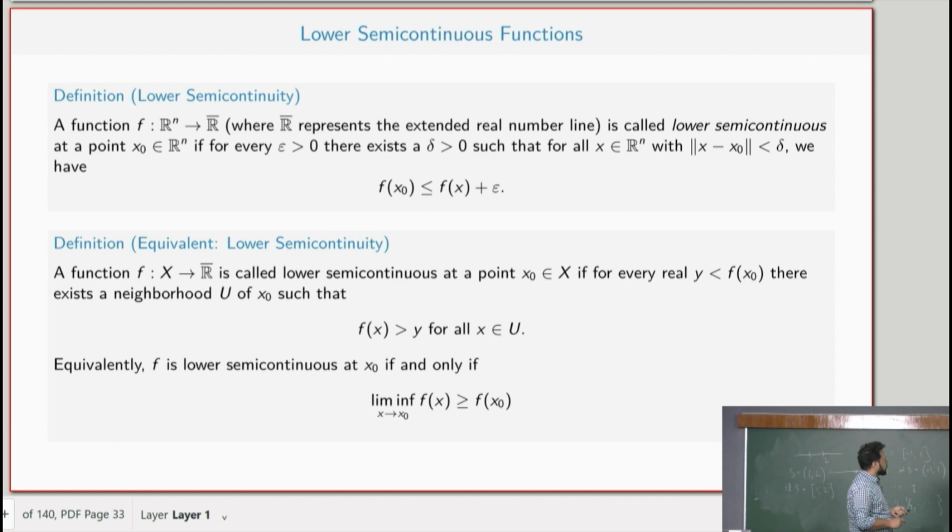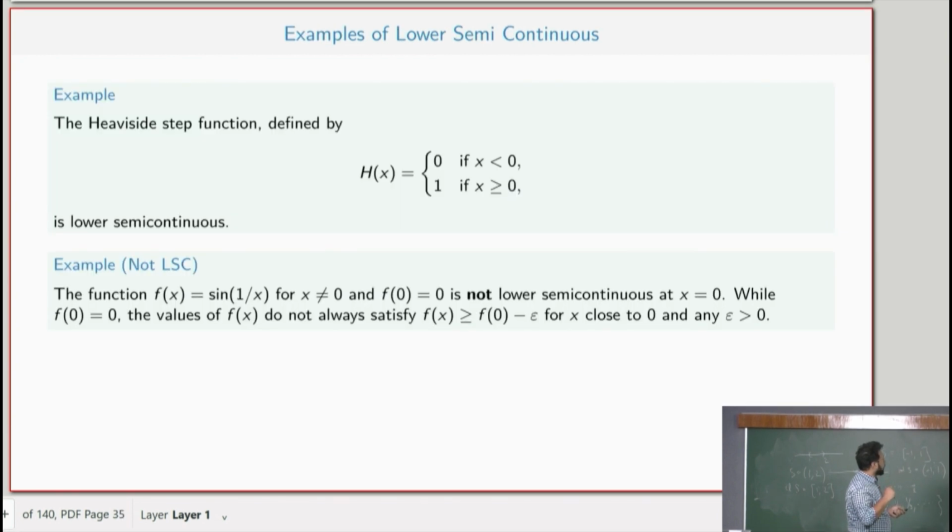If we look at some examples, this is the Heaviside function, which is 0 if x is less than 0 and 1 if x is greater than or equal to 0. There is a non-example here. Again, I'm leaving these things out. If you have a basic idea, it's fine. You don't really need to.